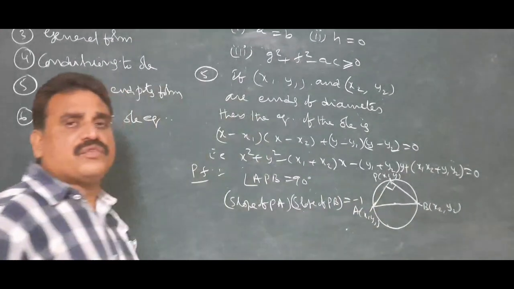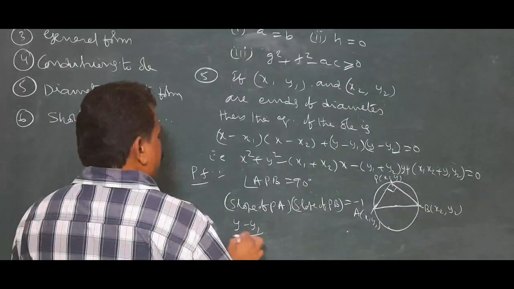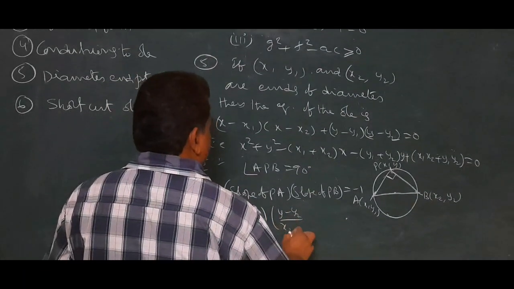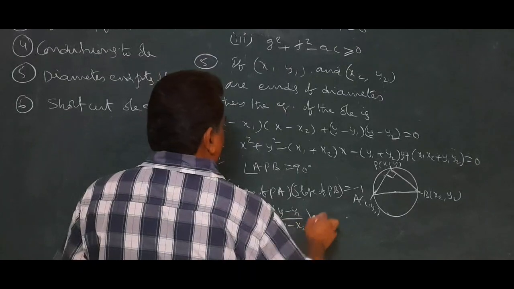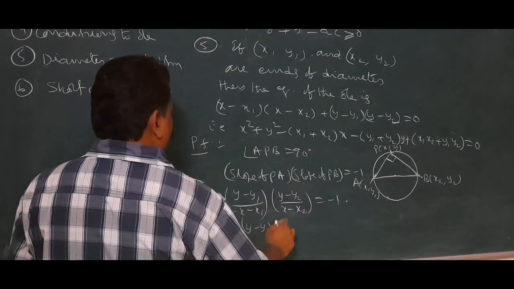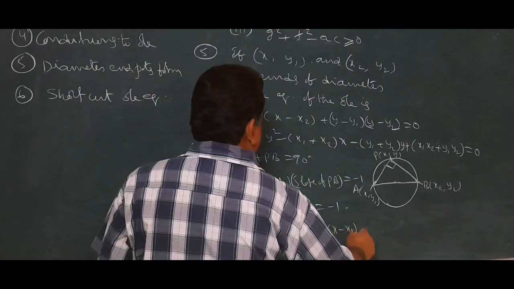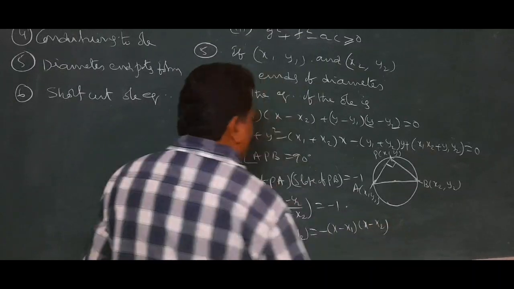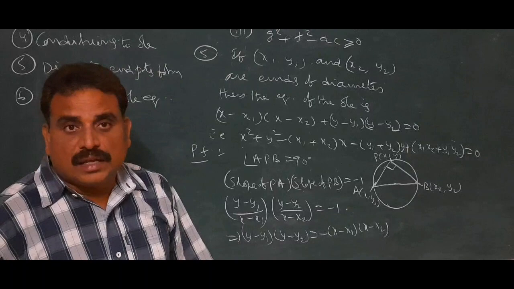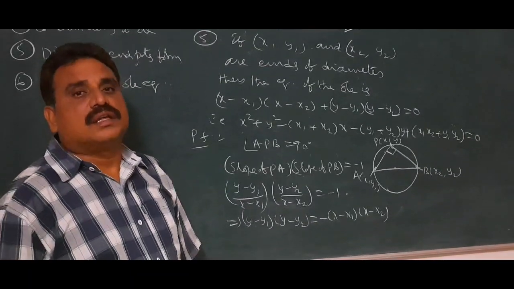Slope is the difference of y coordinates by the difference of x coordinates: (y minus y1) by (x minus x1) into (y minus y2) by (x minus x2) equal to minus 1, which implies (y minus y1) into (y minus y2) equal to minus of (x minus x1) into (x minus x2). If you take this term to this side, we get this. We get the circle equation. If diameter endpoints are given, we get the circle equation.